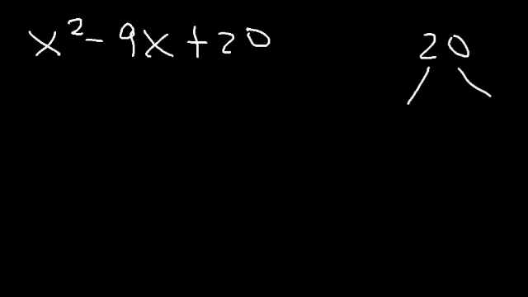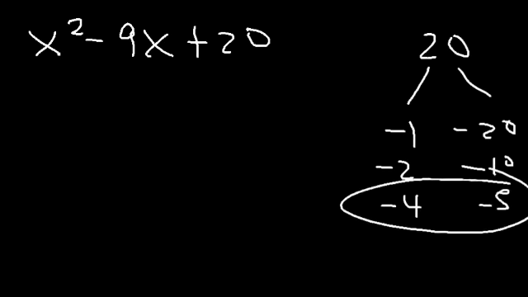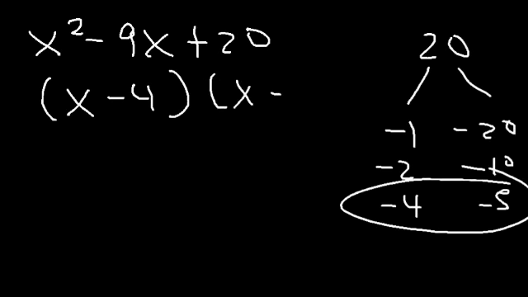Try this one. X squared minus 9x plus 20. So what two numbers multiply to 20 but add to negative 9? So if they're adding to a negative result, we need two negative numbers if they're going to multiply to a positive number. So this could be negative 1 and negative 20, negative 2 and negative 10, negative 4 and negative 5. But these two add to negative 9. So it's going to be x minus 4 times x minus 5.